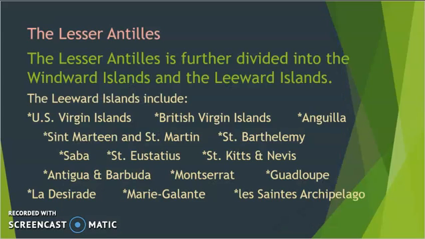So let's look at the other group of islands that belong to the Lesser Antilles. So we had the Windward Islands. Now we look at the Leeward Islands. So the Leeward Islands include the U.S. Virgin Islands, the British Virgin Islands, Anguilla, Saint Martin and Sint Maarten. So this is another island that belongs to two different countries. So it has two different countries on this island. Saint Martin belongs to the French and Sint Maarten belongs to the Dutch.